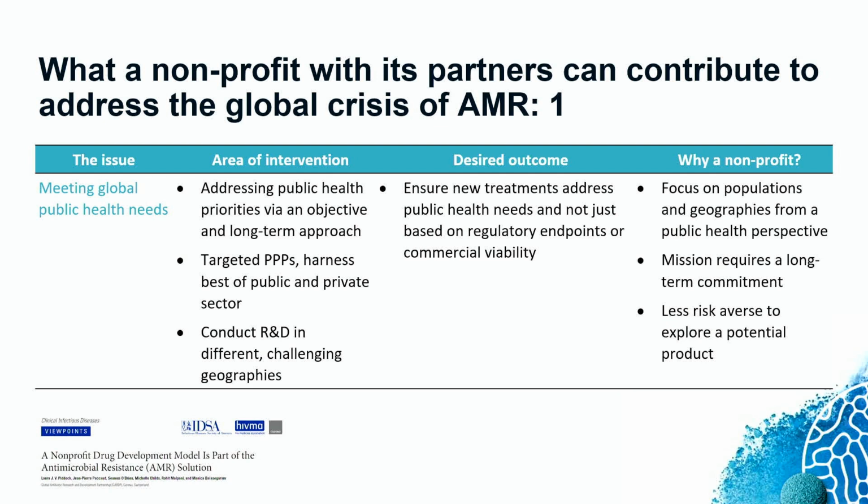So the first issue is meeting that global public health need. And what are the interventions that are needed? Well, you need an objective and long-term approach, and you need targeted public-private partnerships so that you harness the best of the public and the private sectors. And you need to conduct R&D in different and sometimes challenging geographies where there's the highest burden of a particular infection, or in this case, the highest burden of antimicrobial resistance, to which you want to intervene.